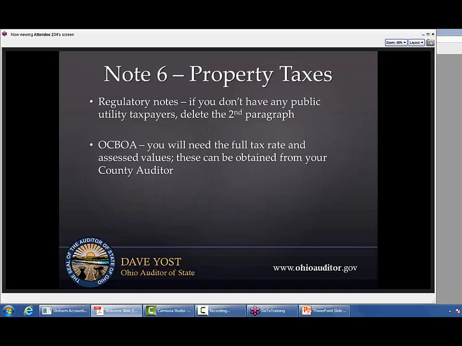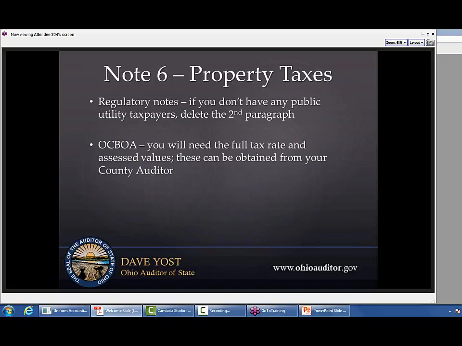Note 6, property taxes. For regulatory notes, it's pretty much standard wording. There's not going to be a whole lot you're going to have to change. The only thing you'll have to look at is if you have public utility taxpayers, or if you don't have public utility taxpayers, you'll want to modify the note accordingly. If you file OCBOA notes, you'll have the same type of wording in there that talks about the different kinds of property taxes and property tax rates, and so on and so forth.